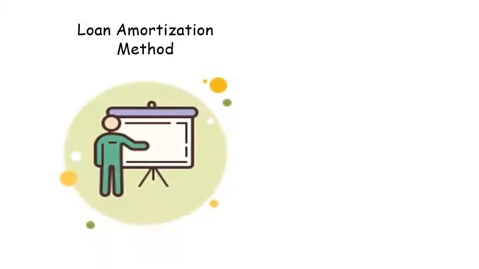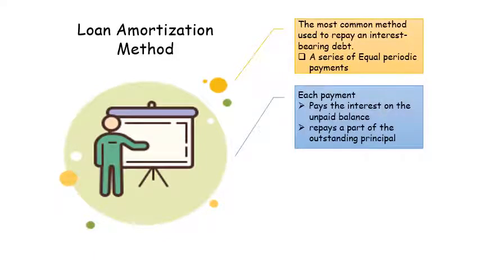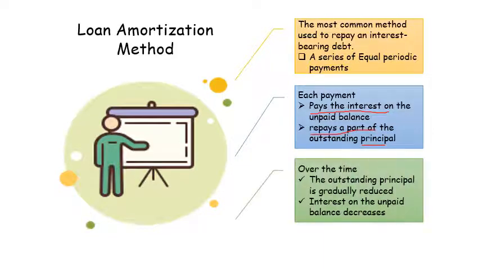So from this exercise, we can conclude with three main points. The first one, the loan amortization method involves a series of equal periodic payments or installments. Second, in each payment, the borrower will pay interest on the unpaid balance of the loan and repay a portion of the outstanding principal of this loan. The third point is that over time, the outstanding principal is gradually reduced, and consequently, the interest on the unpaid balance will decrease.